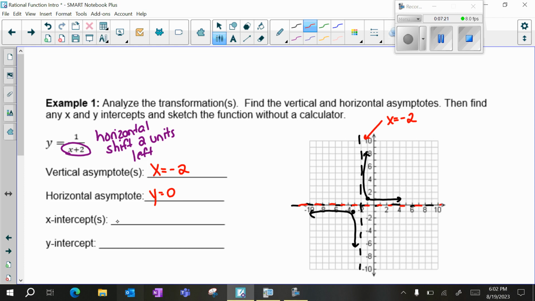I still have no x-intercepts. And I do have a y-intercept somewhere around here. We're going to just write C for calculator, but we're not going to worry about that for right now. But it does now have a y-intercept because I shifted over 2 units to the left.